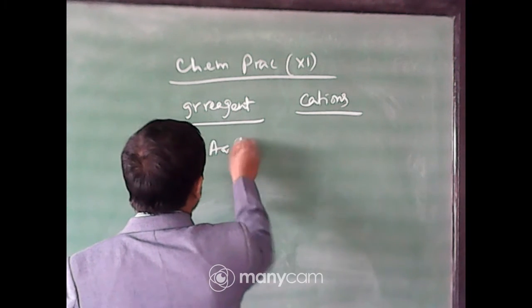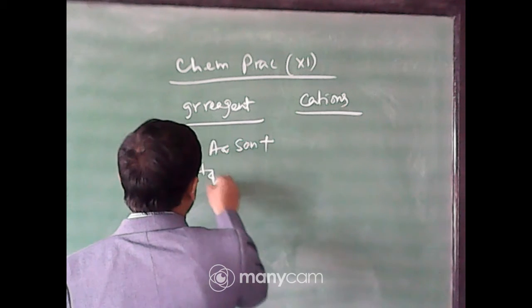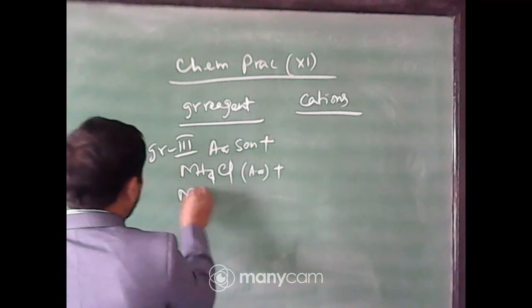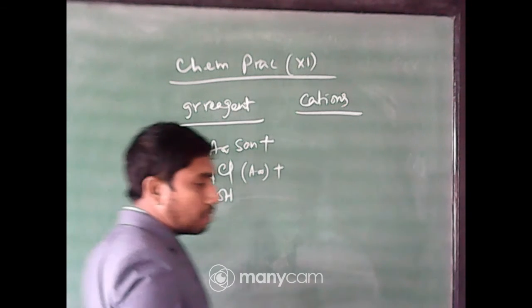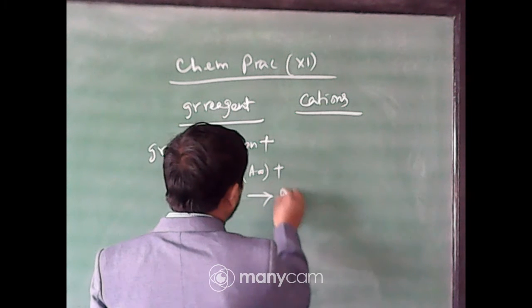aqueous solution plus NH4Cl in aqueous form plus NH4OH. So, this is the group reagent, that is NH4OH in presence of NH4Cl. It will give you a white PPT.